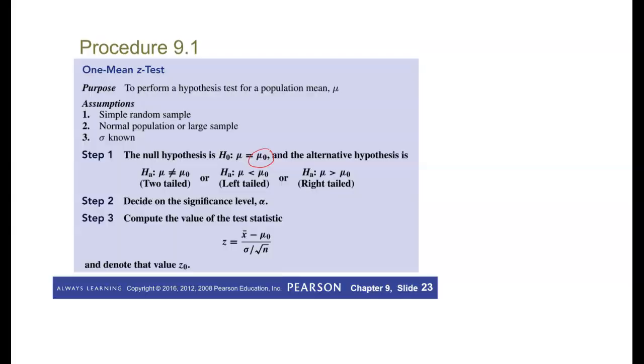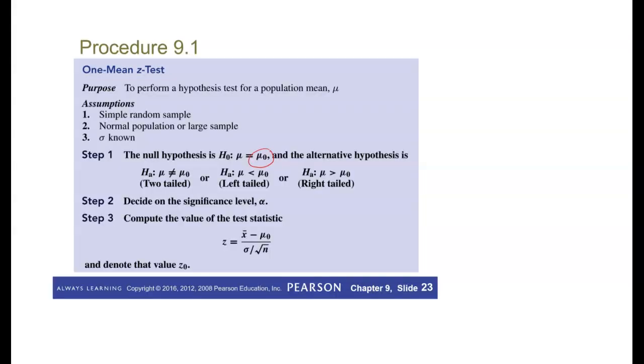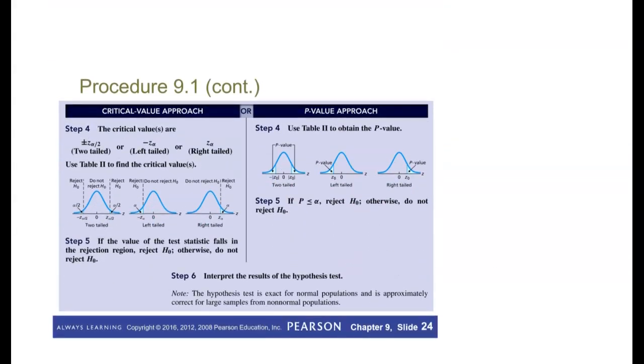If you take a look at your formula sheet and you go to chapter 9, here you have your z-test statistic. This is what you're given, and sigma is known. And there's the formula that we just went over. So whenever you're going through any of these problems, you really need to have this formula sheet out in front of you.